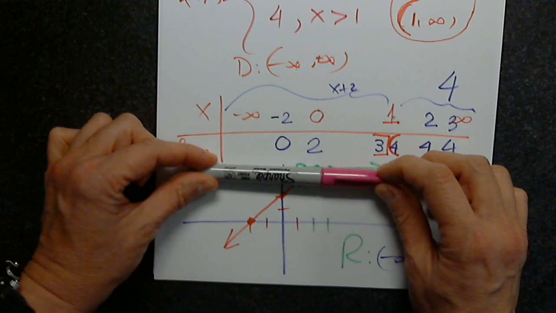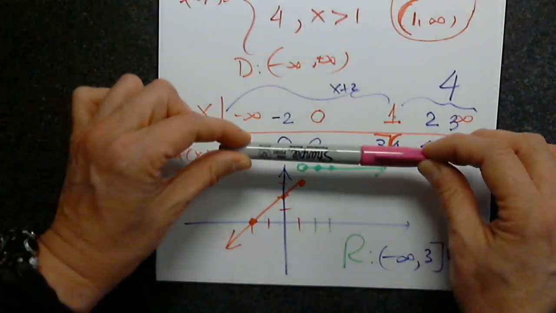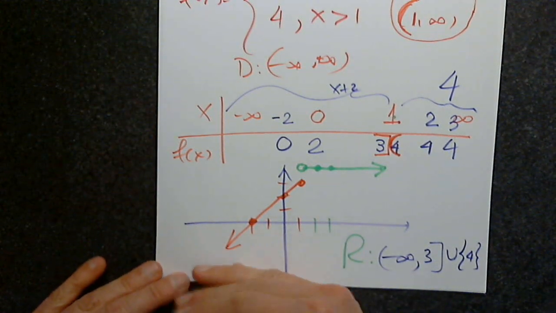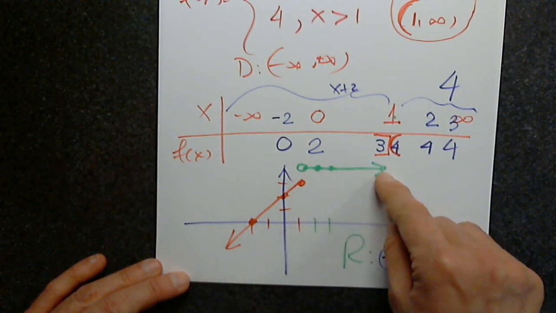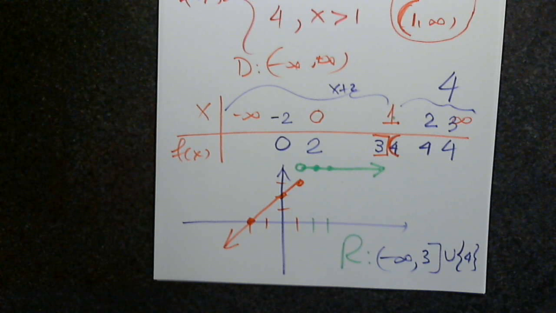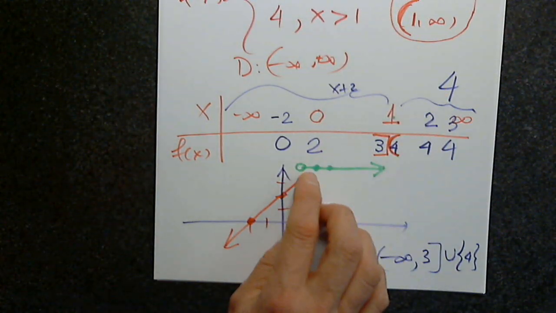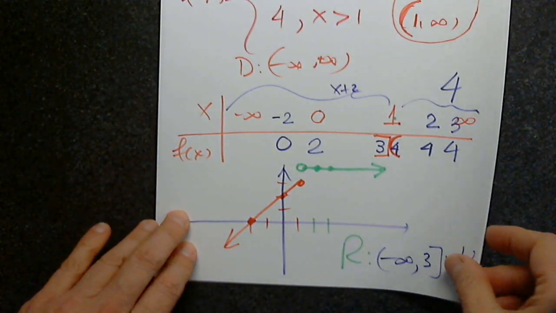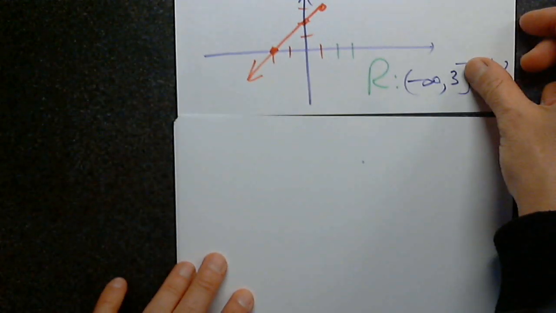Okay. No, no. 4, yes. No, no, no, no. From negative infinity to 3, union 4. There are gaps. Gaps at above, gaps in between. 3 and 4. Perfect. We have another. We want to look at one more.